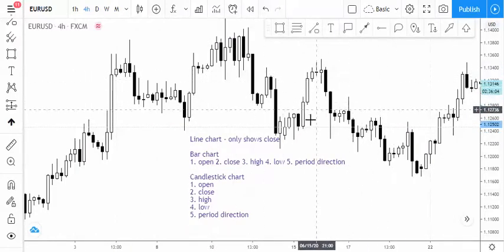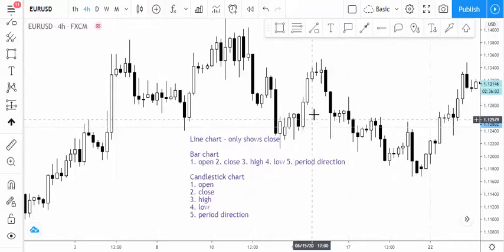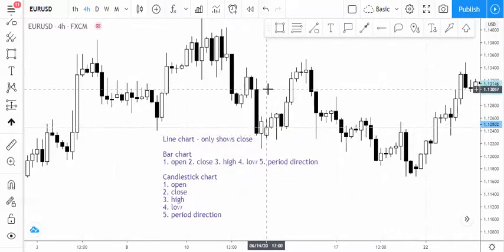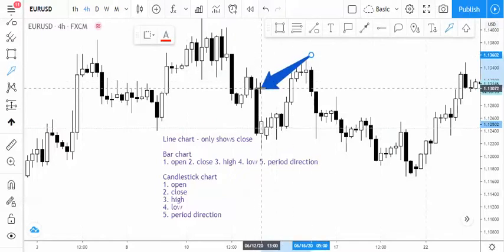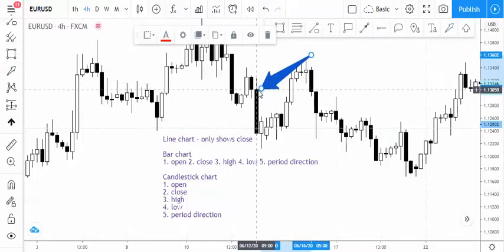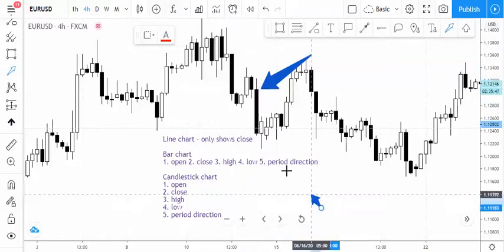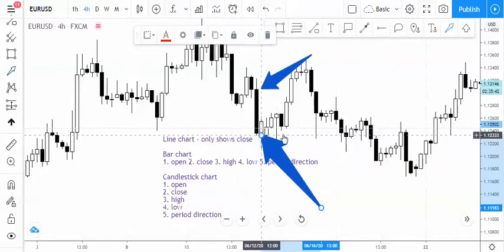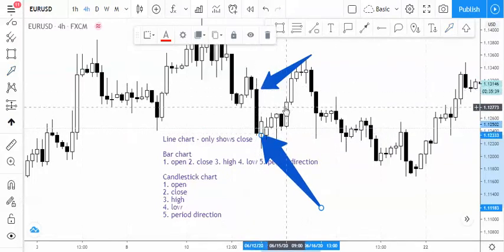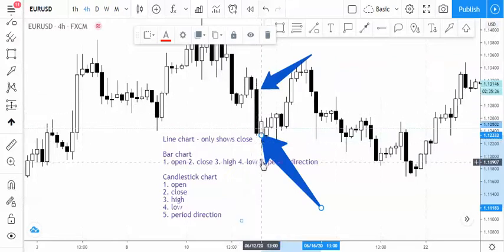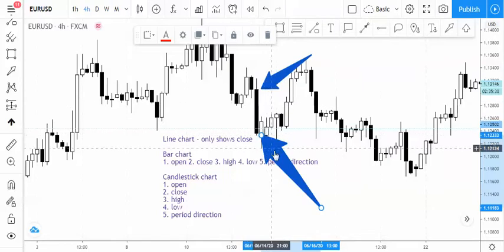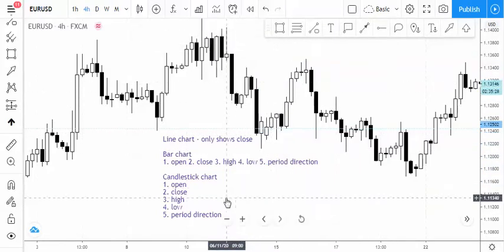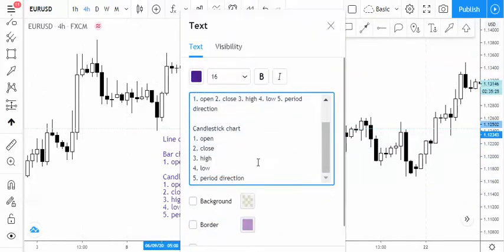So looking at an individual candlestick, we could see on this one here, that was the open right there, where the body begins, and then where the body ends, that's the close. And then what we call the wick, which is the small line above and below the body, indicates the high and the low.